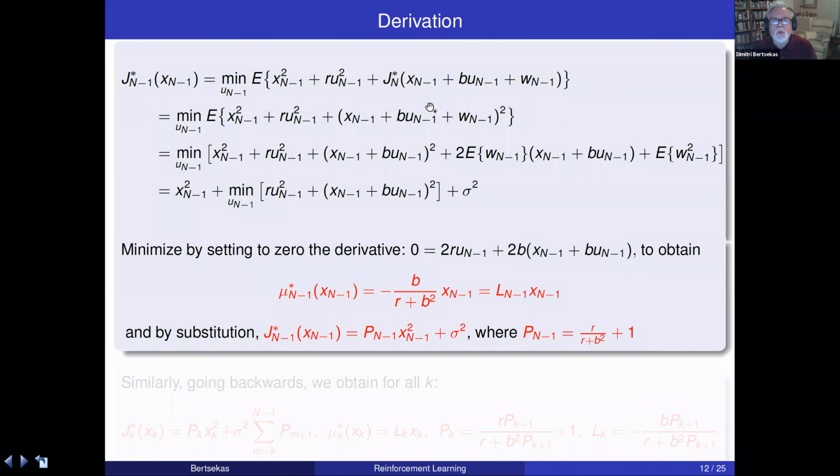So we started with a quadratic optimal cost to go. We ended up with a quadratic again, plus an inconsequential constant. And we can go backwards in the same way.